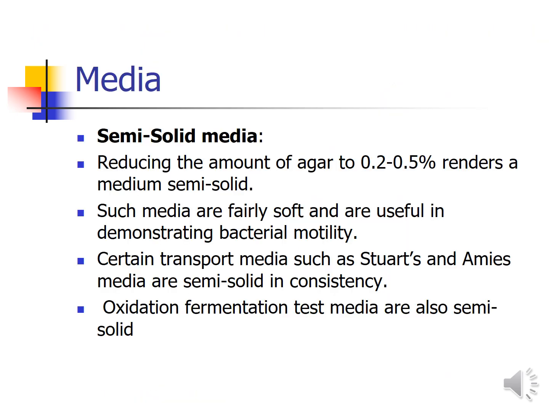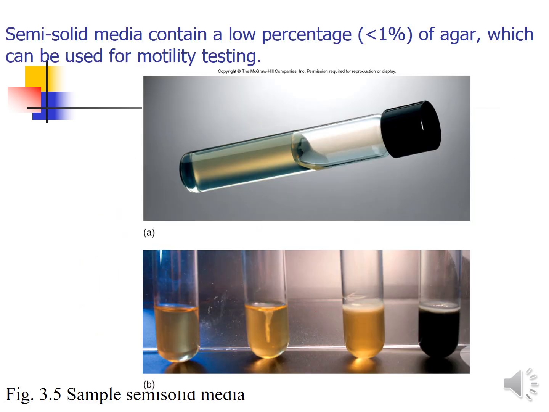Okay, semi-solid. This is prepared by reducing the agar concentration to 0.2 to 0.5%, which renders a semi-solid consistency. So such media are fairly soft and useful in demonstrating bacterial motility. Certain media such as Stuart's and Amies media are semi-solid in consistency. Okay. Oxidation fermentation test media is also an example. So these are all examples of media which are semi-solid in nature.